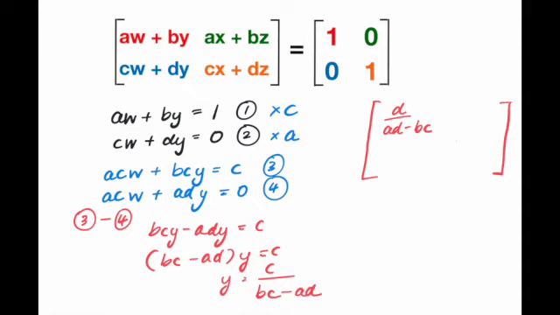Now we can also express that as the same denominator as our first entry, and we do that by multiplying the top and bottom of our fraction by -1. So we get Y is equal to negative C over AD minus BC.